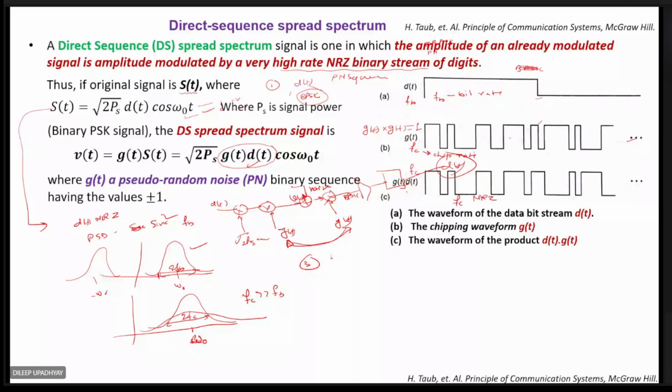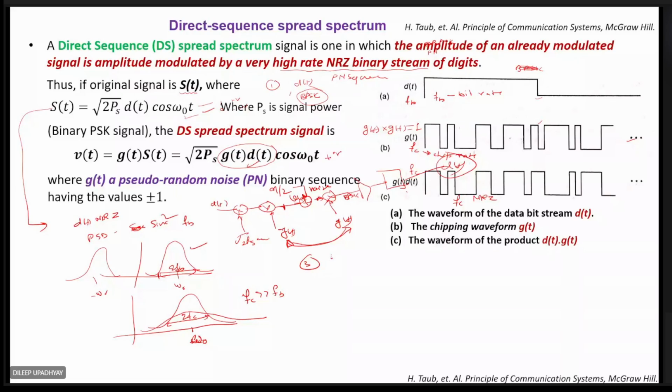This dt is multiplied by root Ps cos omega naught t, g(t). Here we have the DS, direct sequence spread spectrum signal. Once it is transmitted in the channel, some noise may be added. And once it is received, then what will happen? This signal is received along with the noise, say n(t).